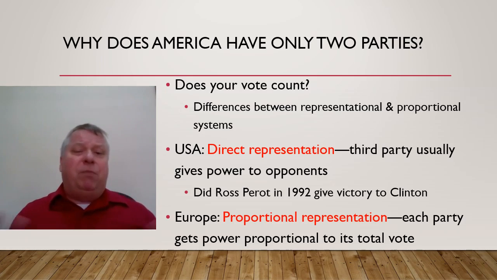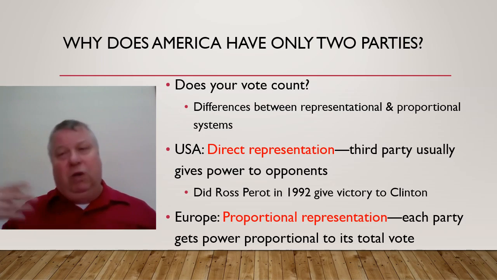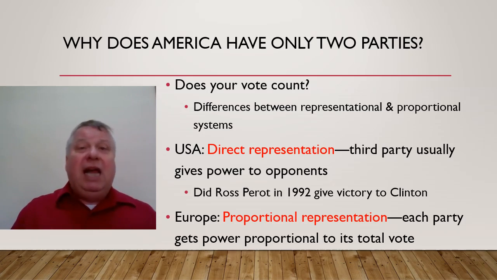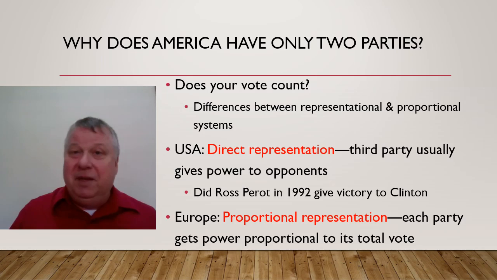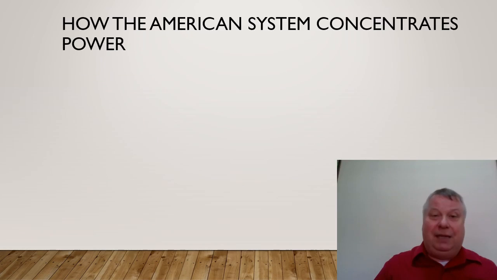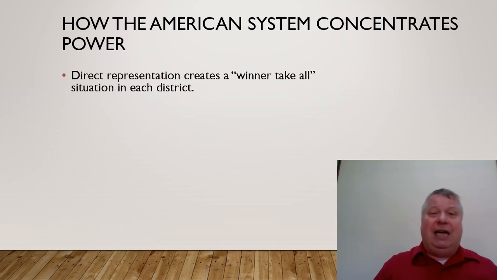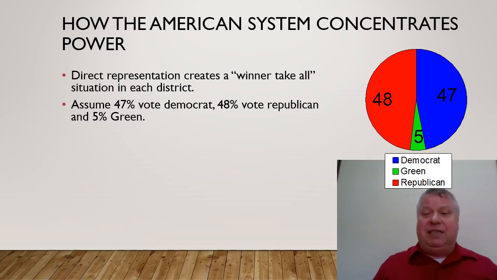Whereas in Europe, you have proportional representation. So if Ross Perot had run for president, or let's say prime minister in Europe, he would have gotten 17% of the seats in parliament. And he would have been the kingmaker. Let me show you in a second, right? This is how the United States concentrates power. As I said, we have a system of direct representation, creating a winner-take-all situation in every district.